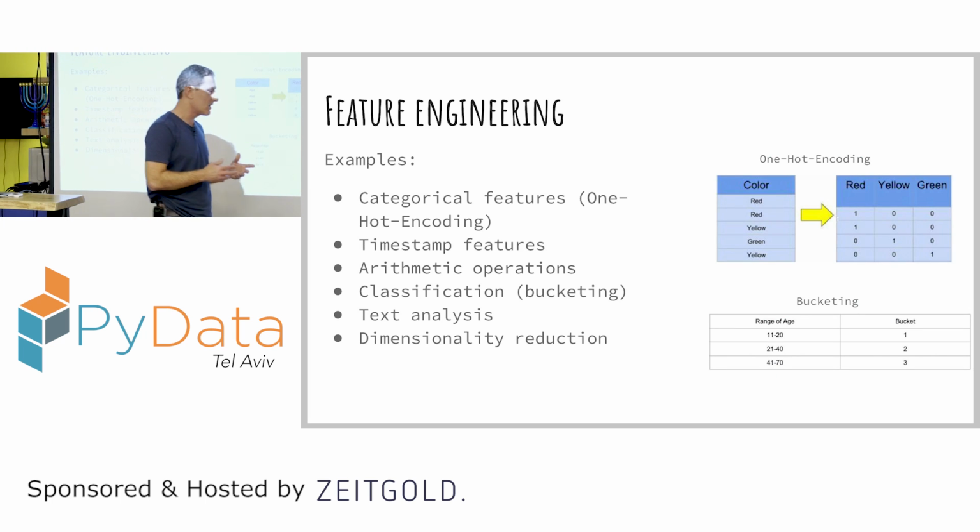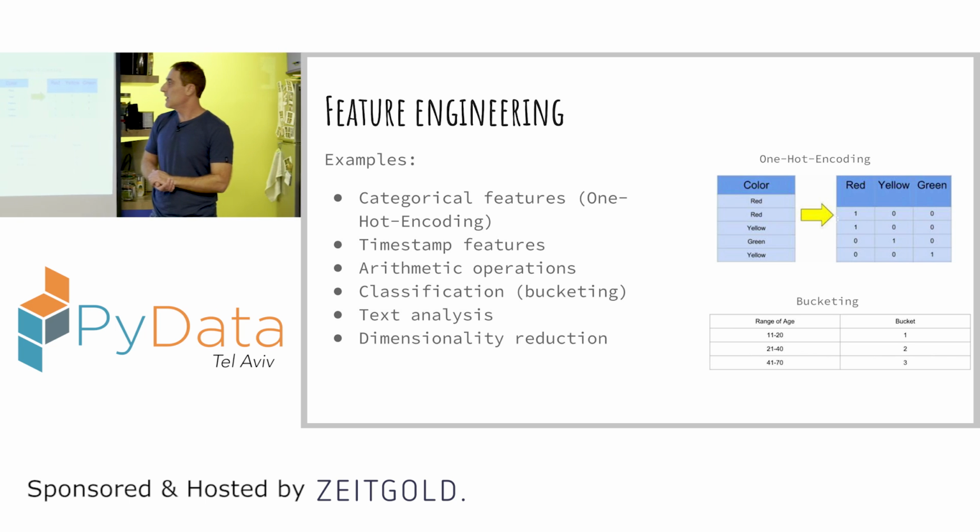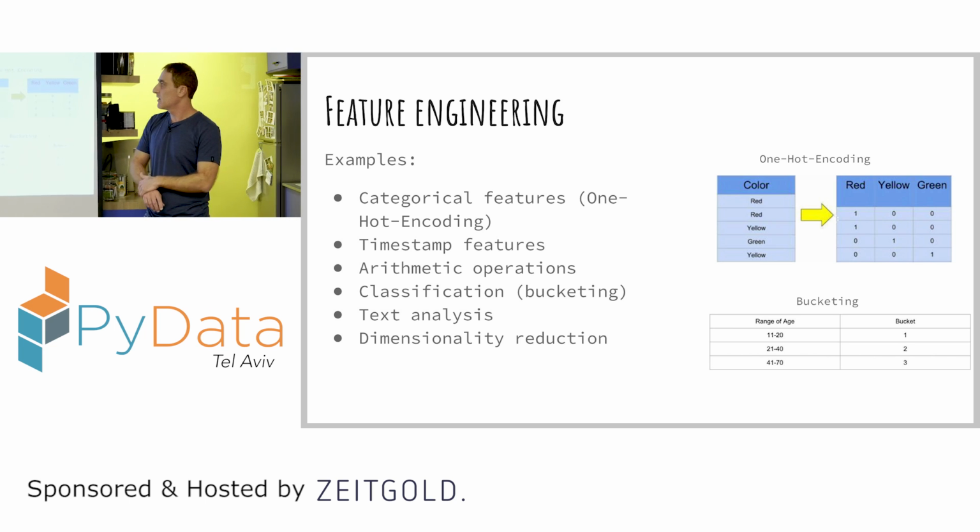These are really small examples because it's a very vast field. The first is categorical features. Categorical features are features that are not numeric; they come in categories. For example, we have a feature named color, and the categories are red, yellow, and green.